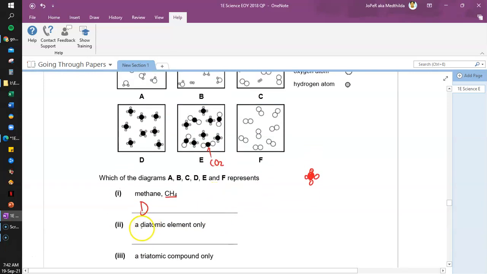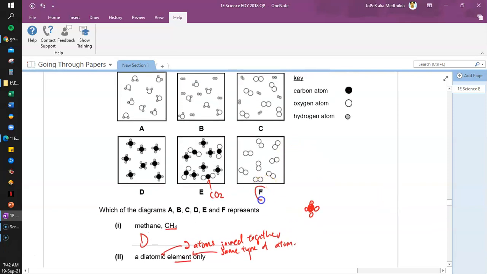Which one consists of a diatomic element only? Diatomic means 2 atoms joined together. And because it is an element, it must be the same type of atom. So therefore, the answer would be F for part 2. Why? Can you see this is a diatomic element?